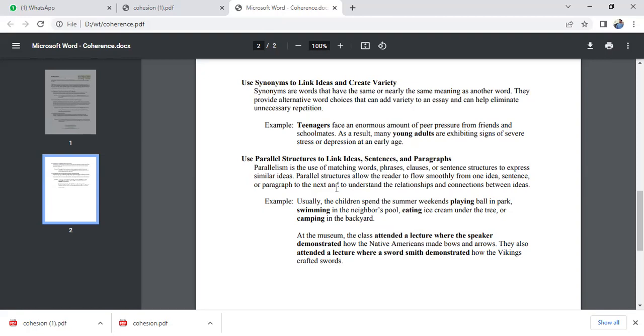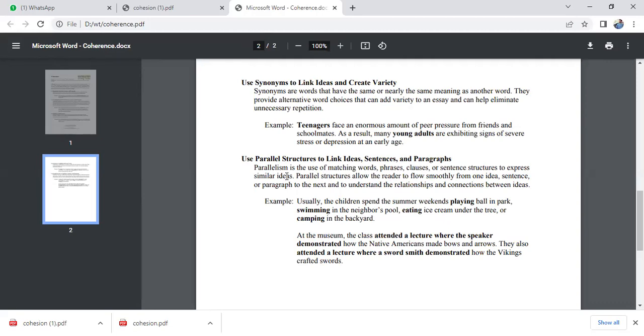So for this purpose, we use parallel structure in order to give direction to the readers that the idea is actually having unity, a clear and smooth flow. Parallelism is the use of matching words, phrases, clauses, or sentence structure to express similar ideas. Through parallelism, we express similar ideas, that is, when something happened.